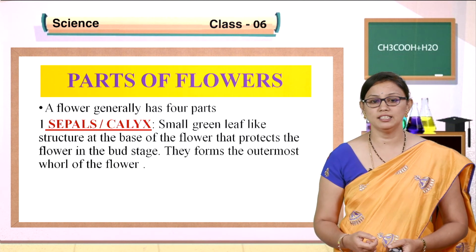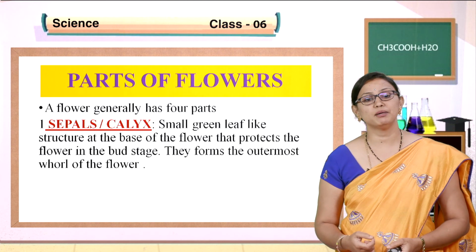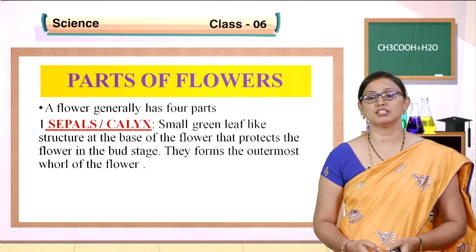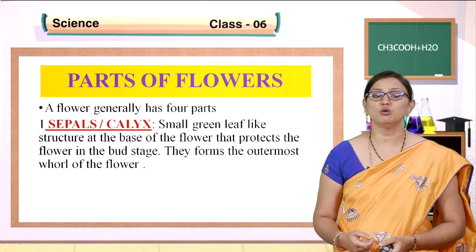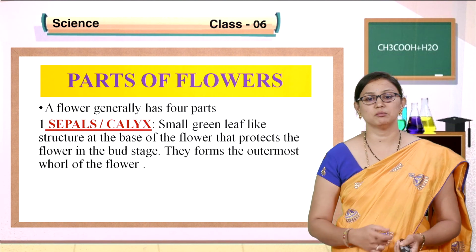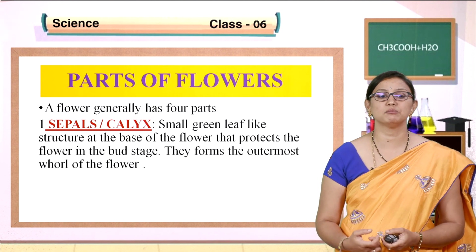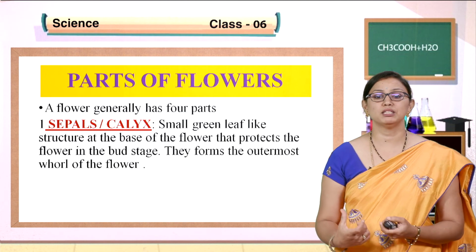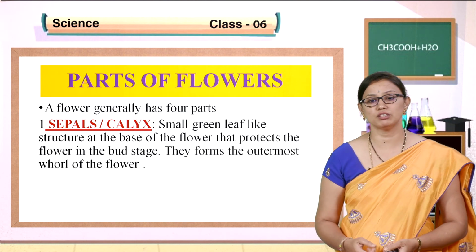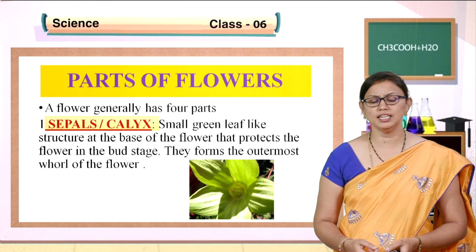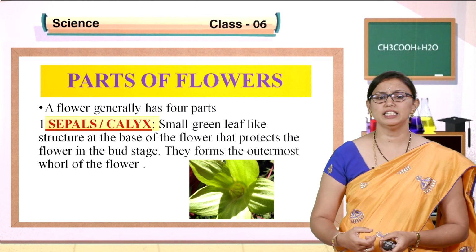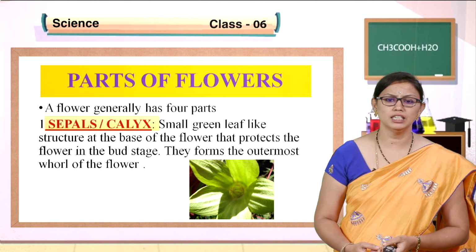Small green leaf-like structures at the base of the flower that protect the flower in the bud stage. They form the outermost whorl of the flower. All the other parts of the flower are made up of the sepals. It gives protection to other parts of the flower. You can see a green, leaf-like structure.